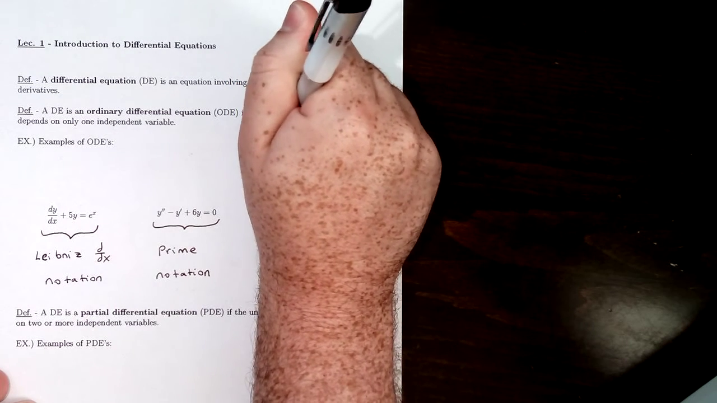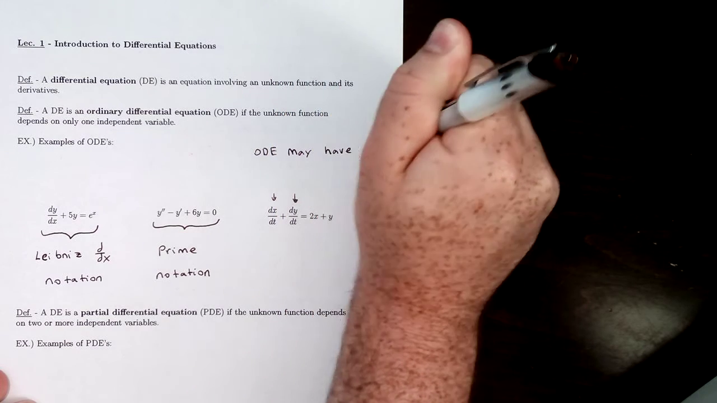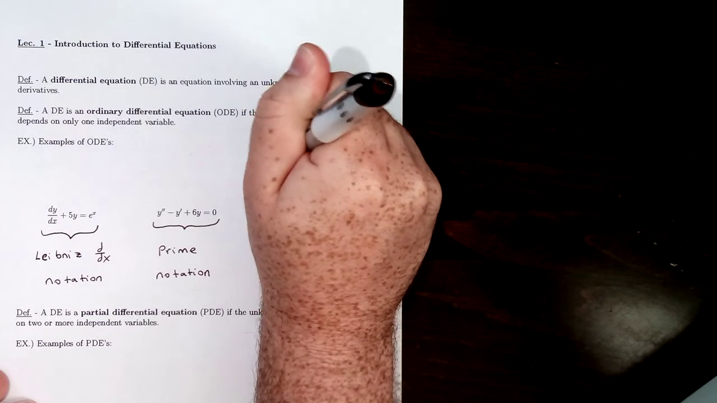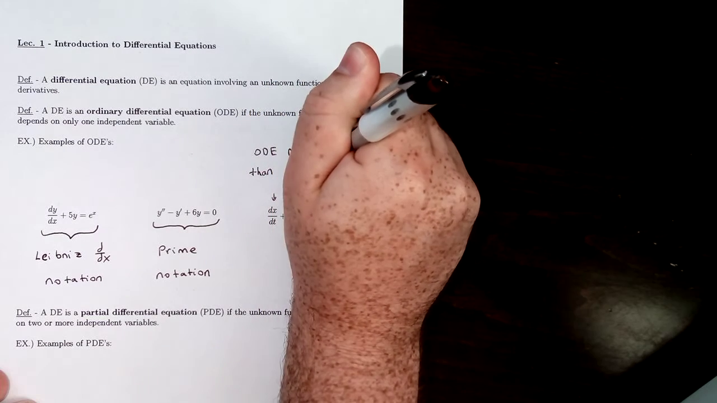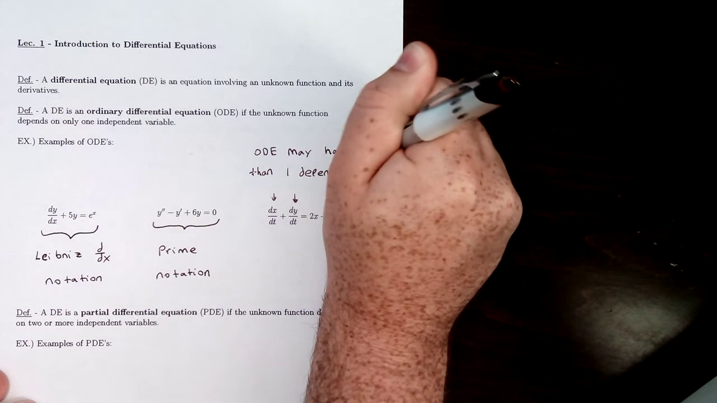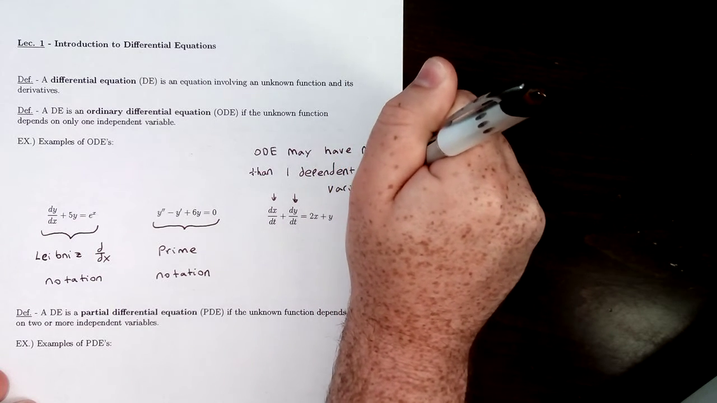An ODE may have more than one dependent variable.